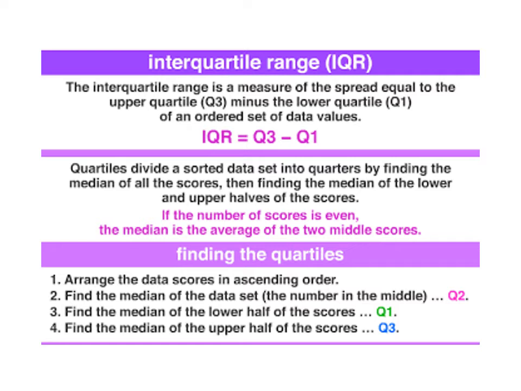What is the meaning of interquartile range? This is a measure of the spread equal to upper quartile اللي هو quartile 3 اللي هو الميديان بتاع الابر هاف، minus أطرح منه اللور كوارتايل اللي هو الميديان بتاع اللور هاف. طيب how to find this؟ بحسب الكوارتايلز ازاي؟ number 1 arrange data scores in ascending order، يعني هحطها بشكل تصاعدي من الصغير للكبير وهرص الداتا عندي بالطريقة دي.